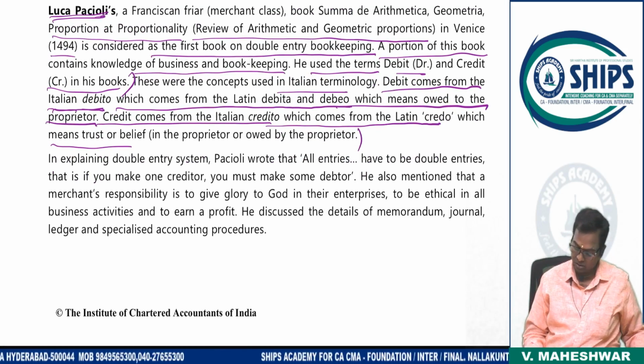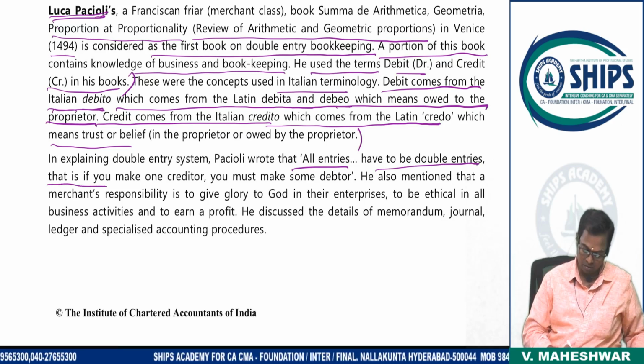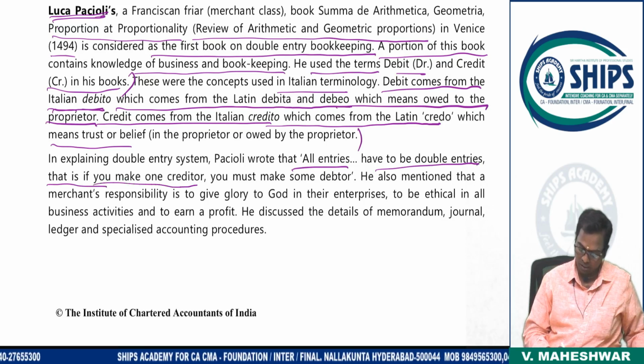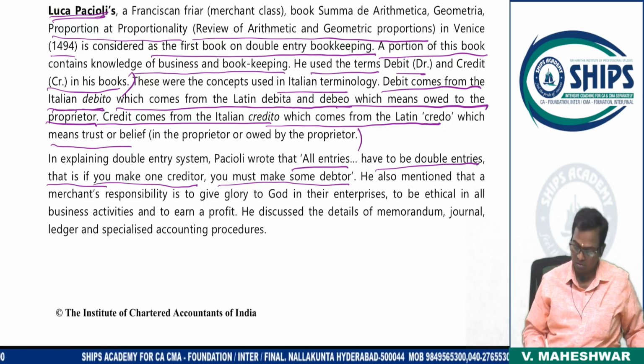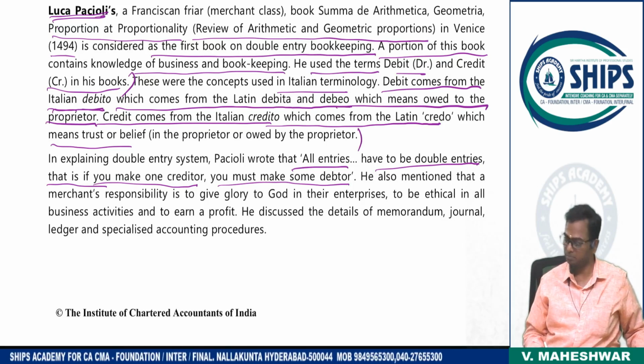In explaining the double entry system, Pacioli wrote that all entries have to be double entries, that if you make one creditor, you must make some debtor.